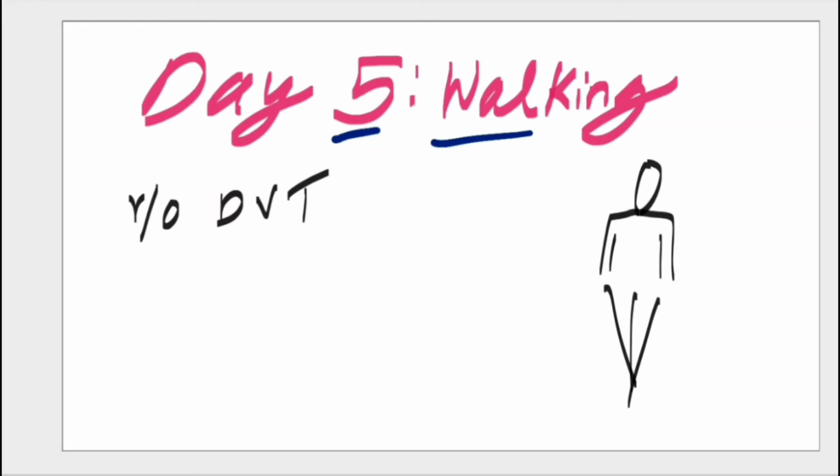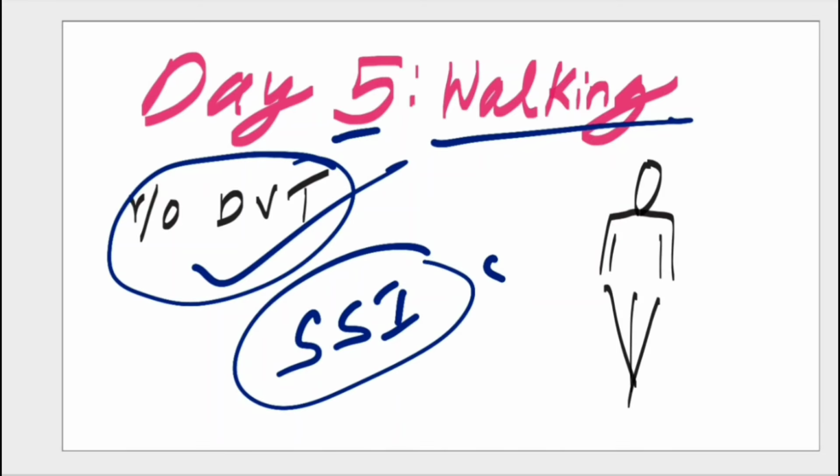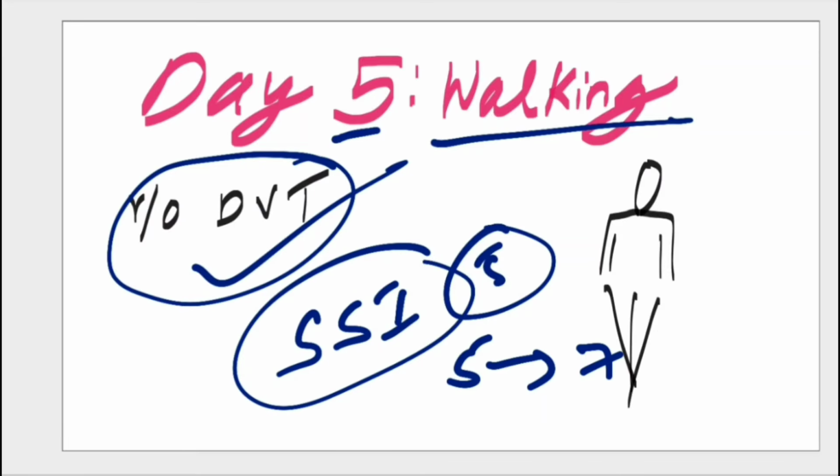Day 5 is for walking. So on day 5 we need to rule out DVT. Also, surgical site infection can occur from day 5. There is no fixed timing. It can occur in between day 5 to day 7 also.